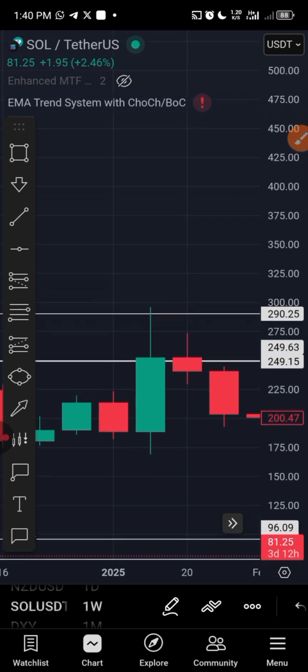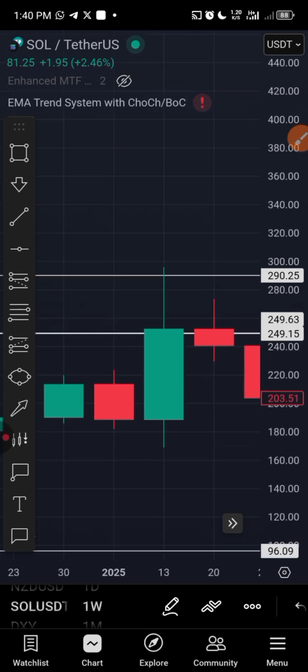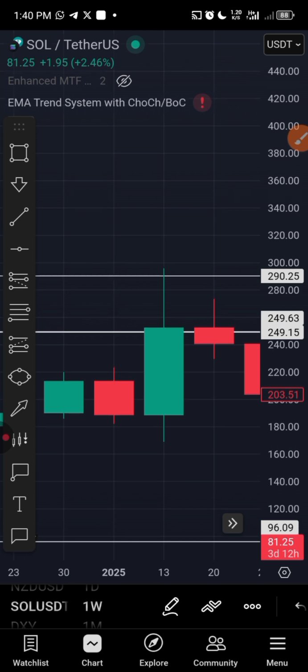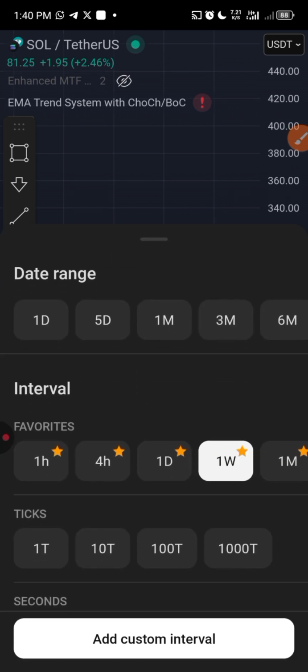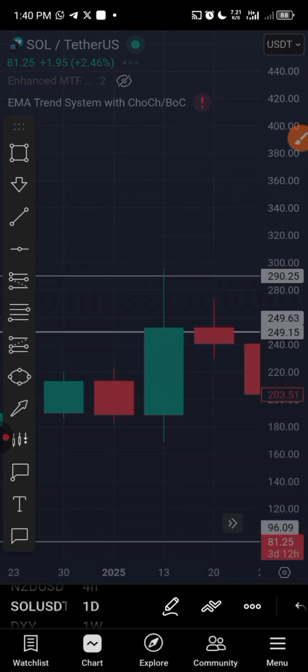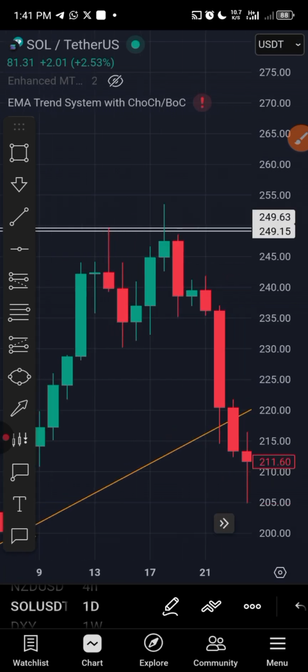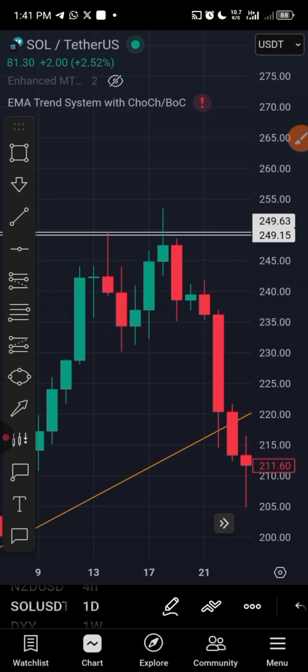Now, look at this particular candlestick right here. Let me say, okay, this is on weekly. Let me just change this to daily so it becomes easier for us to look at. All right, great. So now we have changed to daily time frame.